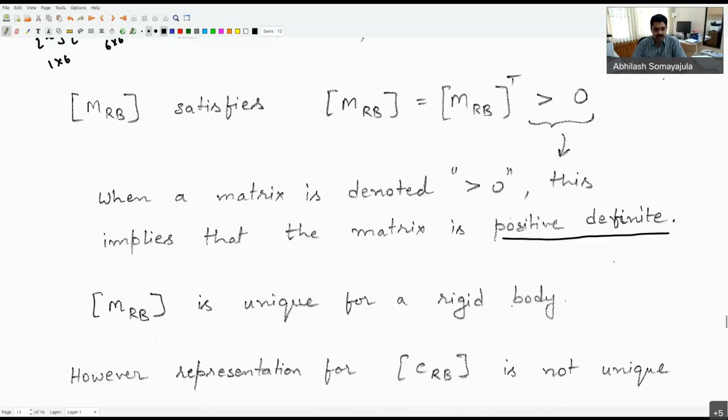All right. The mass matrix is unique in the sense that there is only one representation for it, the one that we have seen so far.